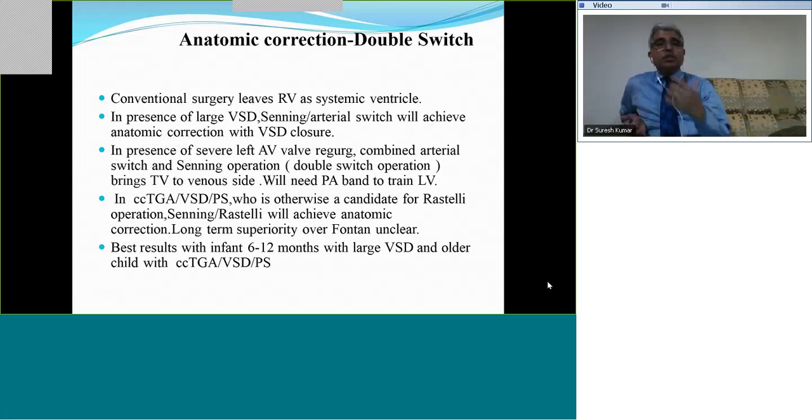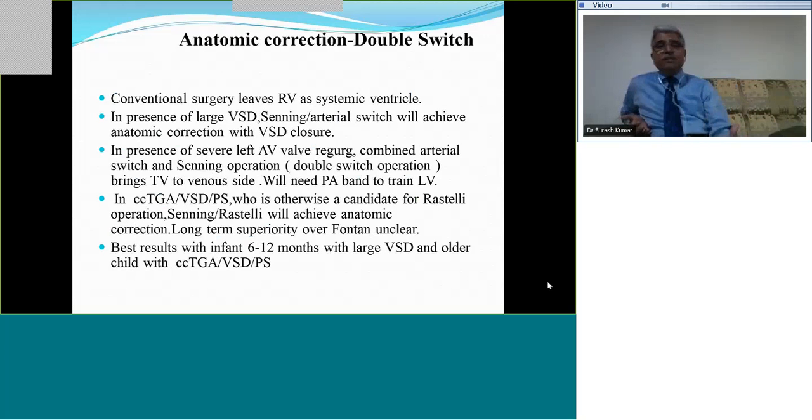Now, anatomic repair, the logic is the conventional surgery leaves the RV as a systemic ventricle. So in the presence of a large VSD, a Senning arterial switch will achieve anatomic correction with VSD closure. In the presence of severe left AV valve regurgitation, combined arterial switch and Senning operation brings the tricuspid valve to the venous side. You will need a PA band to train the left ventricle.